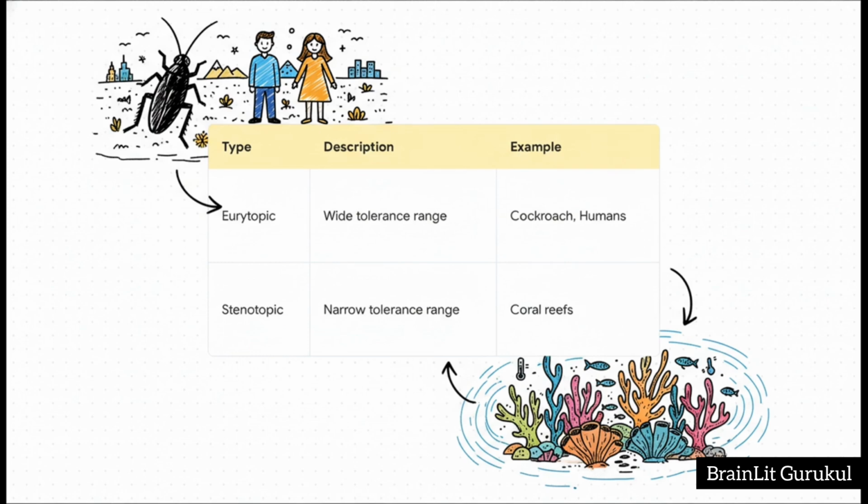But on the other side, you have the stenotopic organisms. These are the specialists, and they have a very, very narrow tolerance range. Coral reefs are the perfect example. They need the water temperature, the salt levels, and the water clarity to be in this tiny, precise little window.